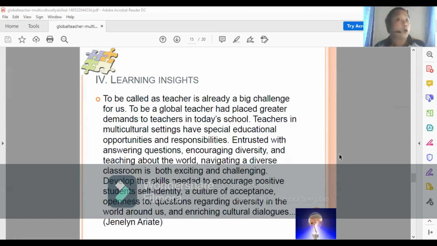In addition, to be called a teacher is already a big challenge for us, right? To be a global teacher places greater demands on teachers in today's schools. Teachers in multicultural settings have special educational opportunities and responsibilities. Entrusted with answering questions, encouraging diversity, and teaching about the world, navigating a diverse classroom is both exciting and challenging. So develop the skills needed to encourage positive student self-identity, a culture of acceptance, openness for questions regarding diversity in the world around us, and enriching cultural dialogue. That's according to Jenilyn Arasio.